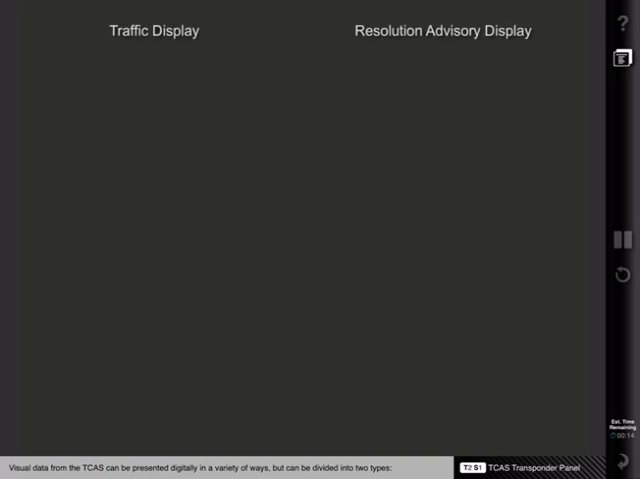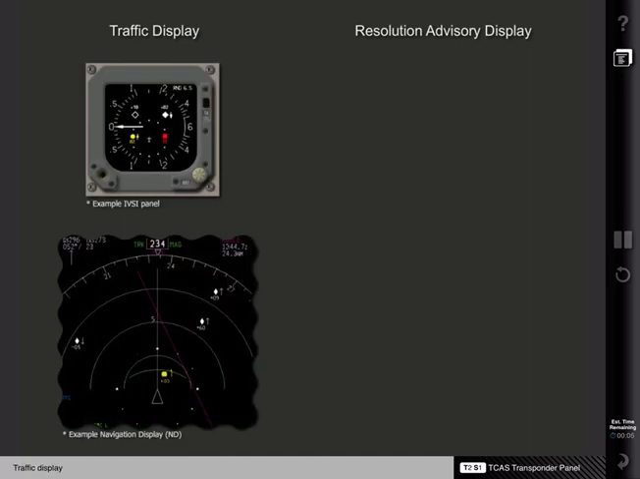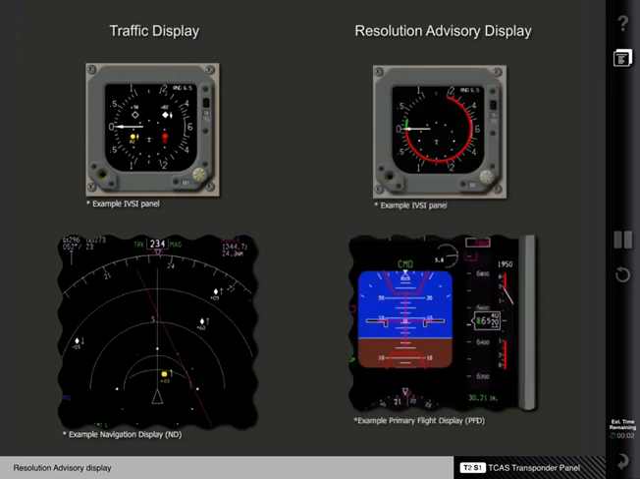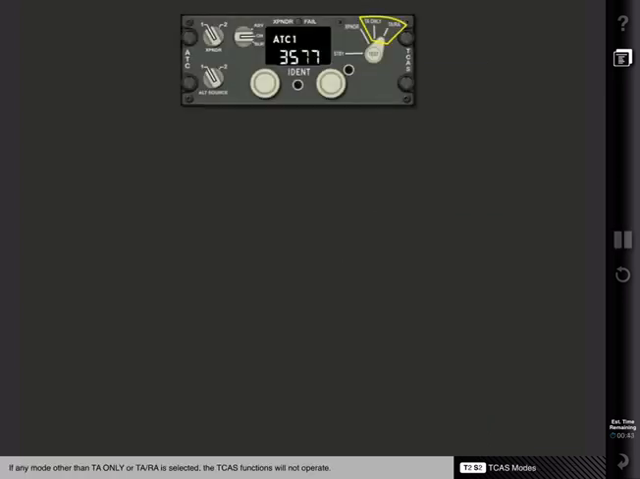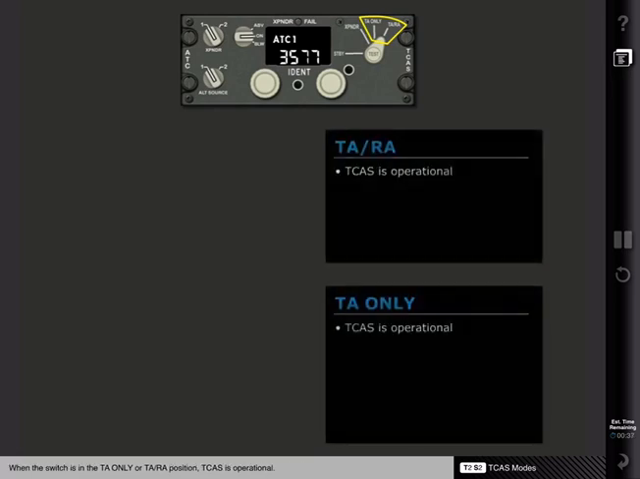Visual data from the TCAS can be presented digitally in a variety of ways, but can be divided into two types: traffic display and resolution advisory display. If any mode other than TA only or TA-RA is selected, the TCAS functions will not operate. When the switch is in the TA only or TA-RA position, TCAS is operational.